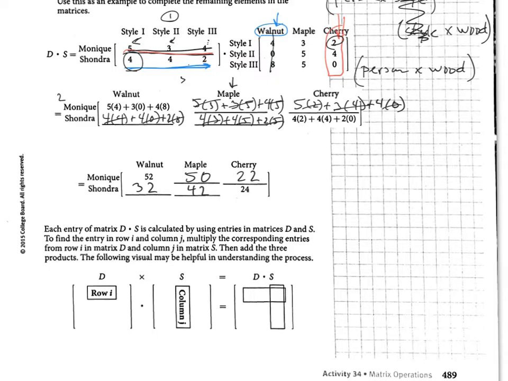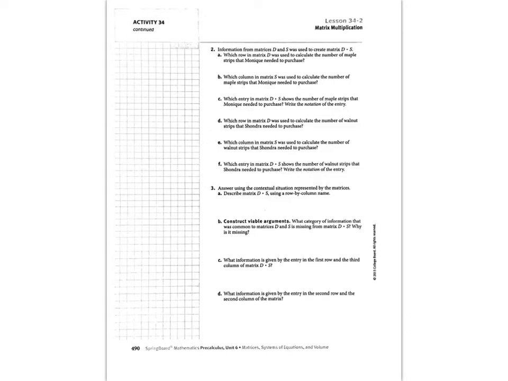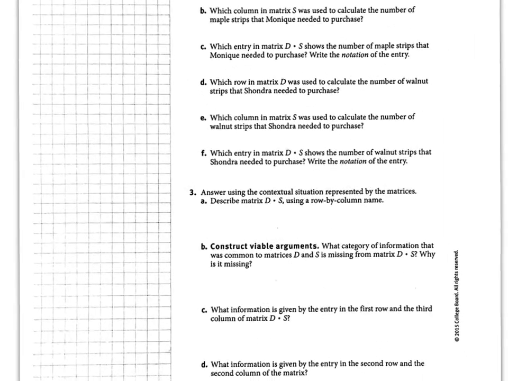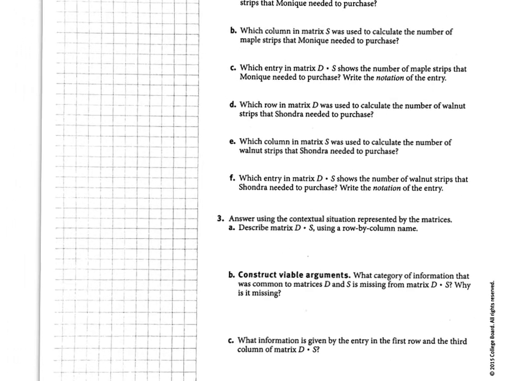But some details on positioning. All right, so I'm going to rewrite this matrix on here so we can have it. So I know you can probably flip it back and forth, but the matrix we just had, which was the person by wood matrix, or D times S, or matrix DS, we had Monique and Chandra, and then we had the walnut, the maple, and the cherry going across. So these were the answers we got. We're going to talk about the positioning of these elements in this matrix.